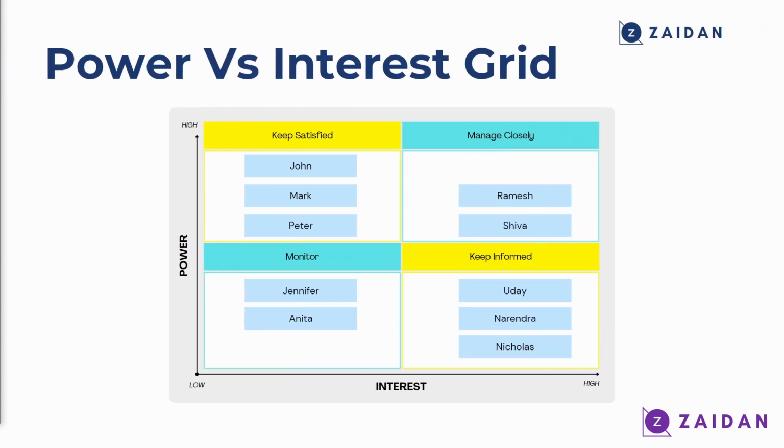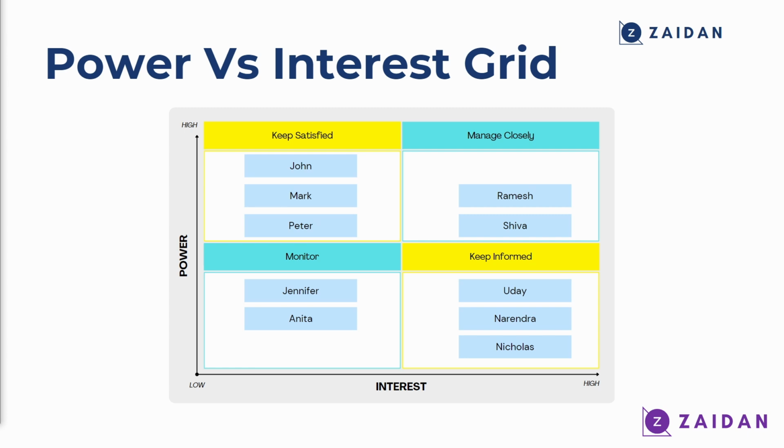Now, the power versus interest grid is a two-dimensional graph measured by the power of the stakeholder and their interest in the project. You can see in this example the stakeholders Ramesh and Shiva hold high power and high interest in the project. And you can see there is a hint that they have to be managed closely by the project manager. You can see other stakeholders here.